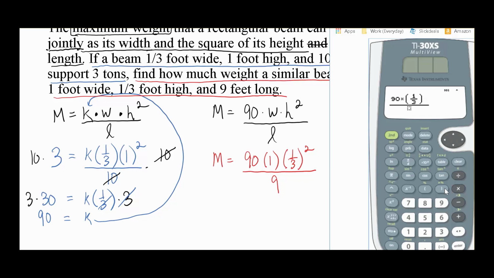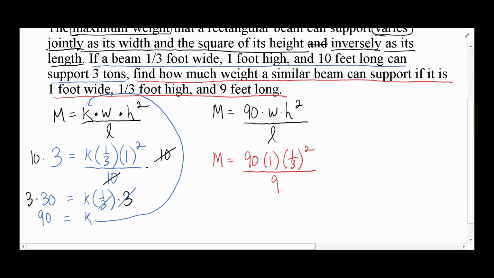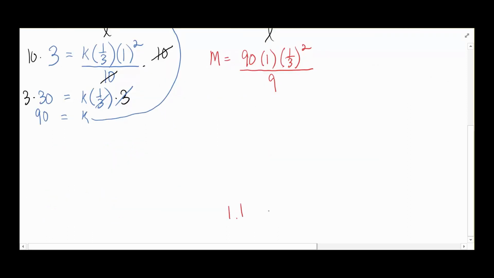End my parenthesis, hit the square, arrow down to the bottom, press 9 and hit enter. And I get this answer, 10/9. When it comes to a word problem, I don't want 10/9 as an answer. So again, I'm going to hit this button above enter and get 1.1 repeating. So my final answer is 1.1 tons is what I can support with this new beam. And that answers the question.